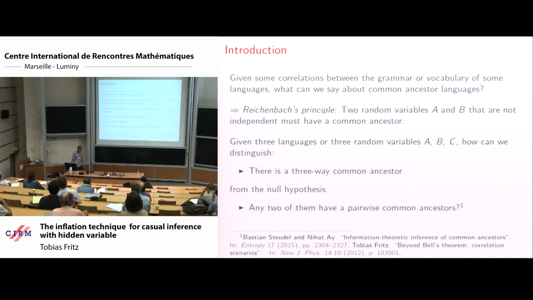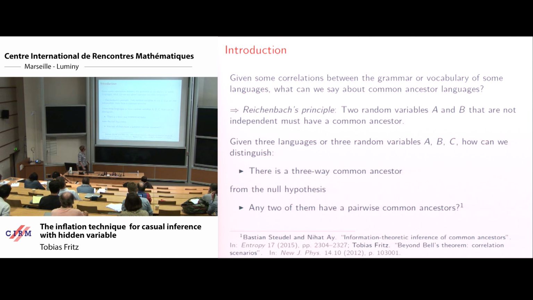This is made more formal by Reichenbach's principle: two random variables, A and B, that are not independent must have a common ancestor. When we speak about common ancestors, this is already talking about causal inference in a sense, because we're talking about causality, so which things have caused or influenced which other ones. This is basically the subject that causal inference refers to.